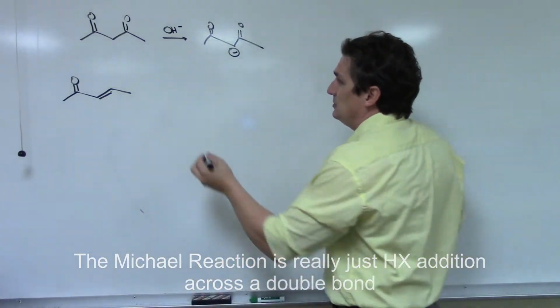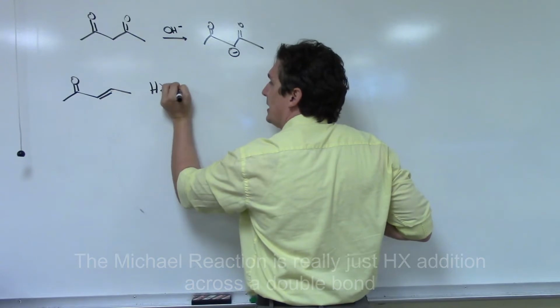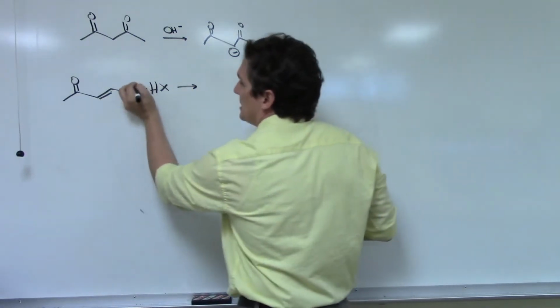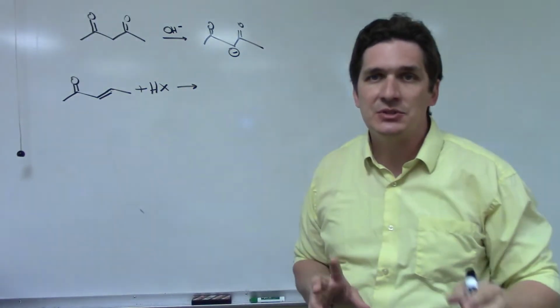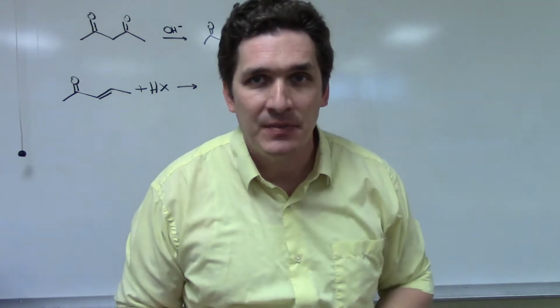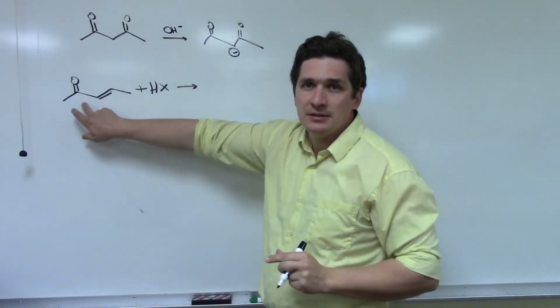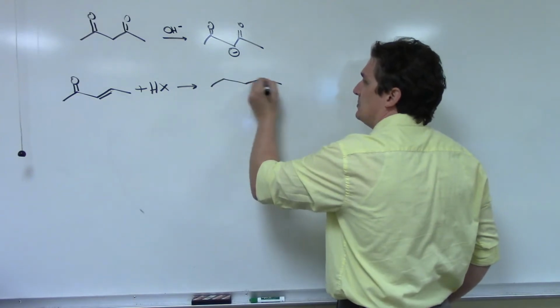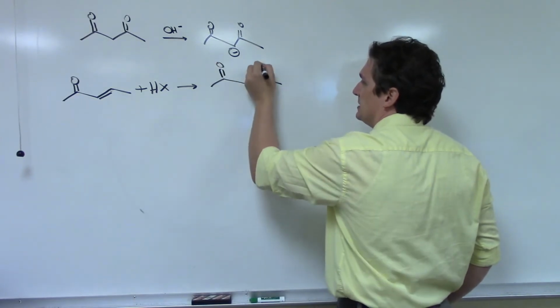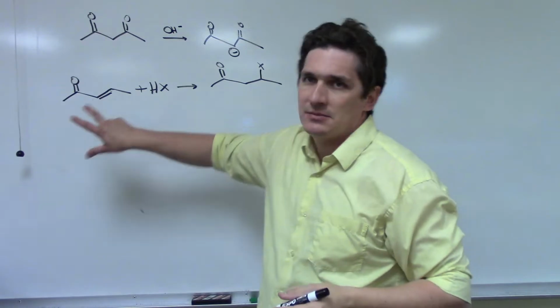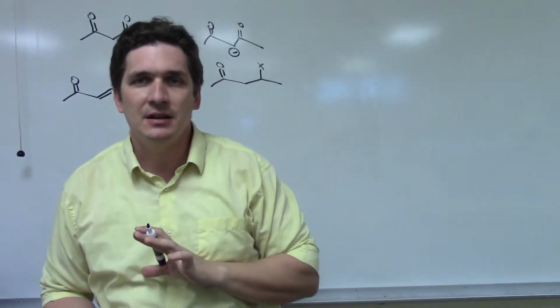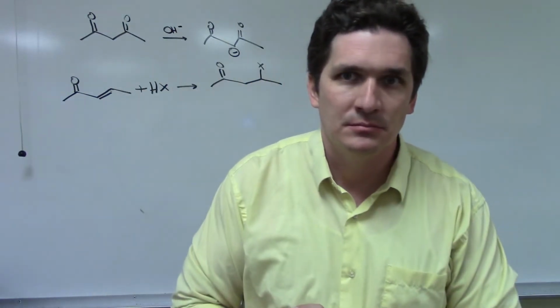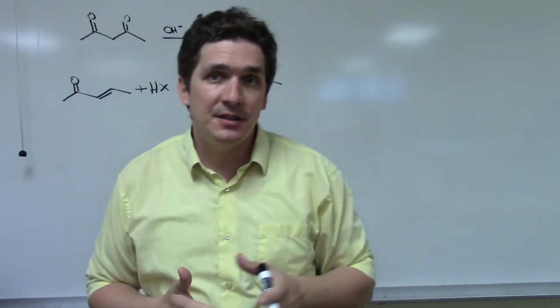So if I gave you HX, so I just gave you this double bond and I said, we're not going to say anything about it, we're just going to say that this is an HX addition. And ignoring reactions here of the ketone, you would tell me, well, I would add HX to the double bond, and I would add it symmetrically because of Markovnikov's rule.